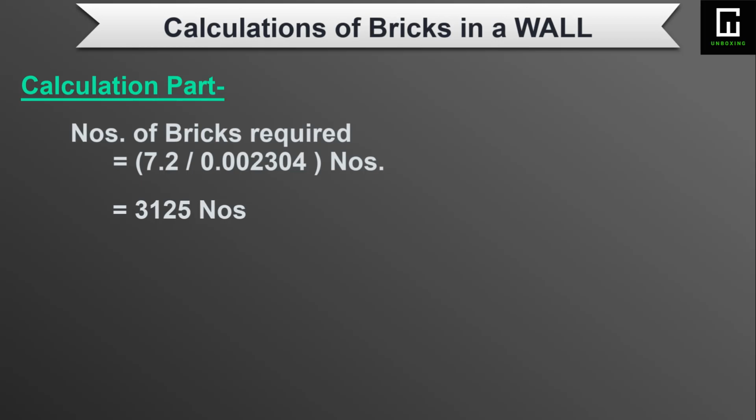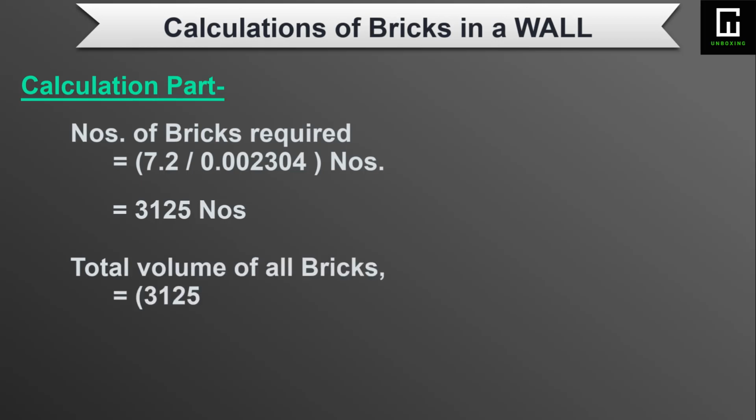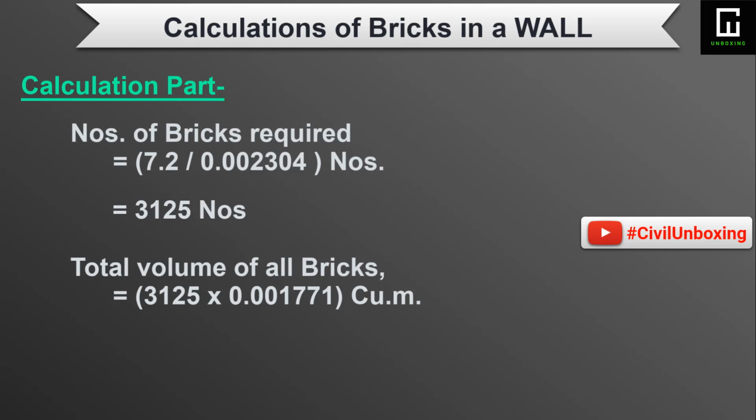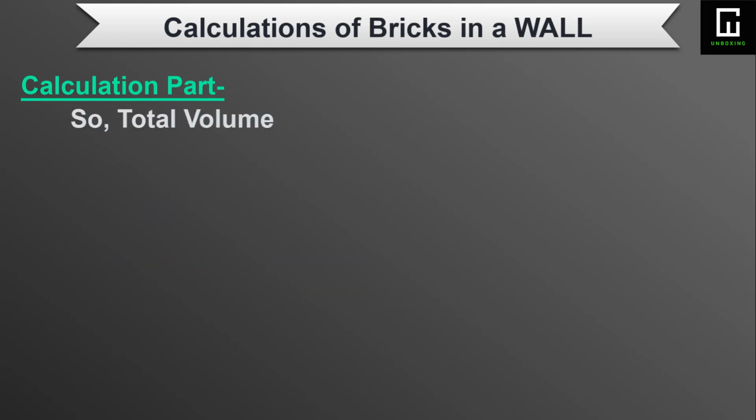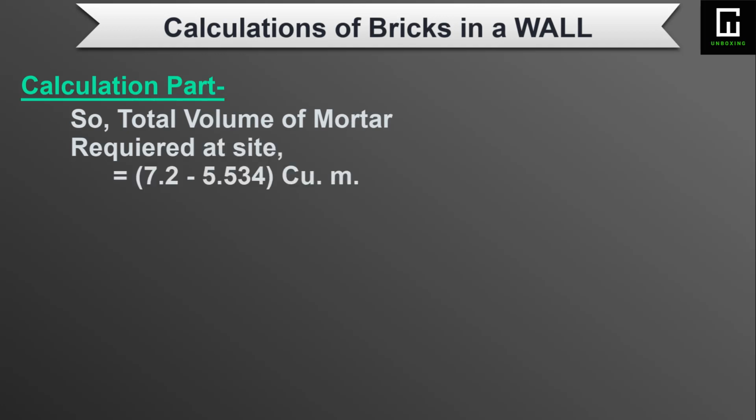Now our intention is to find out the total volume of all bricks. So we have to again multiply the factors. These are 3125 into 0.001771. The total volume of all bricks is 5.534 m3. Now by subtracting the total volume of bricks from 7.2, we get the total mortar required at site, volume equal to 1.66 cubic meters.